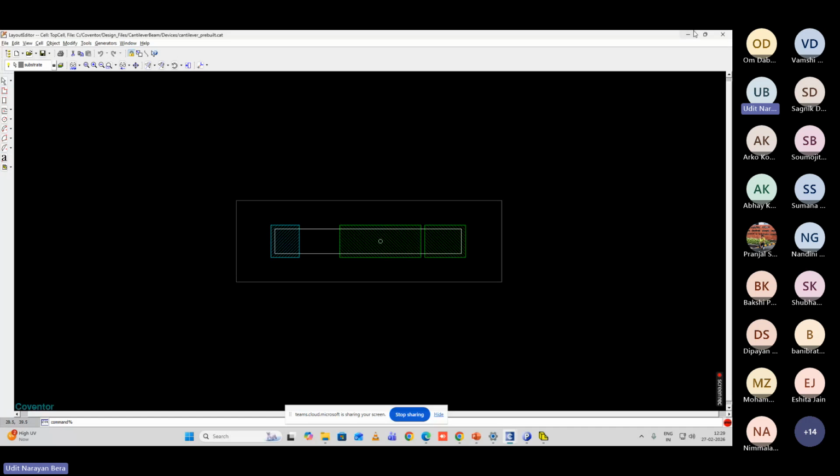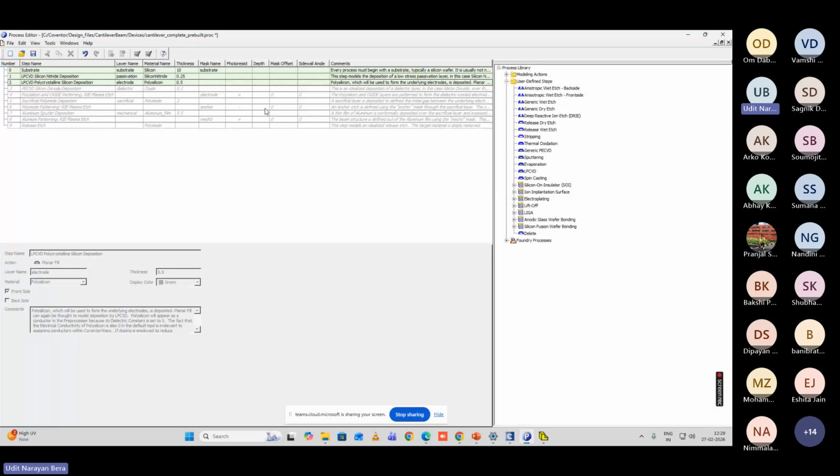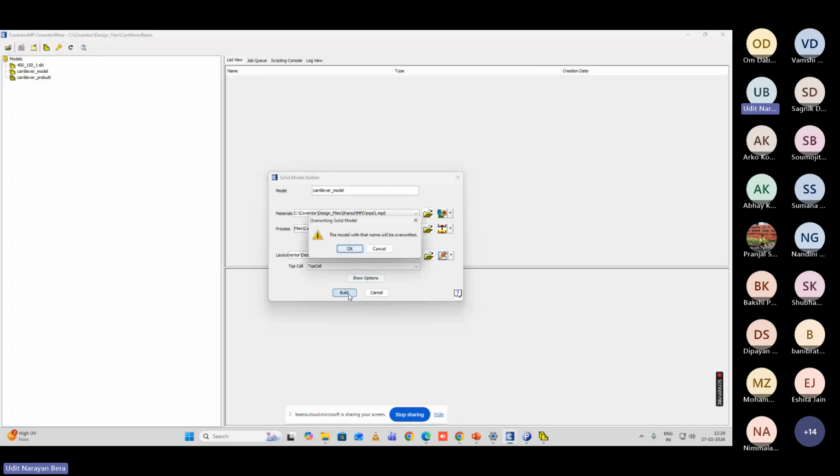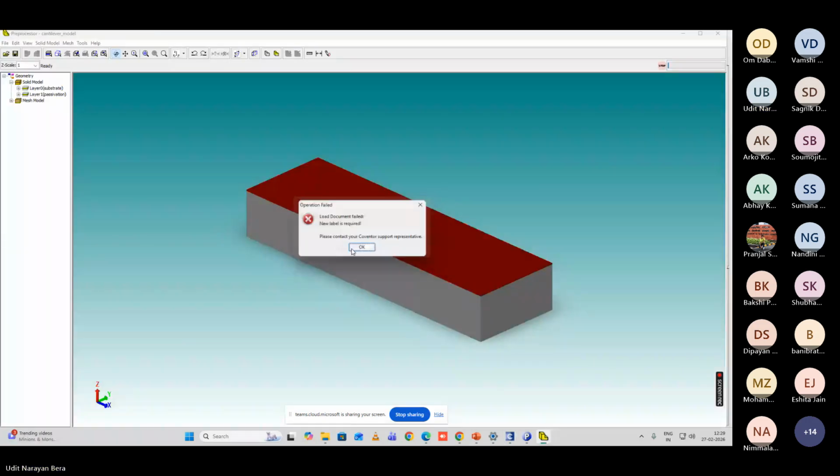Okay, so get back to that process where the silicon deposition, the electrode will be there. Now let me show you how the electrode will look if I rebuild it again. So once the polysilicon is deposited, hold on.